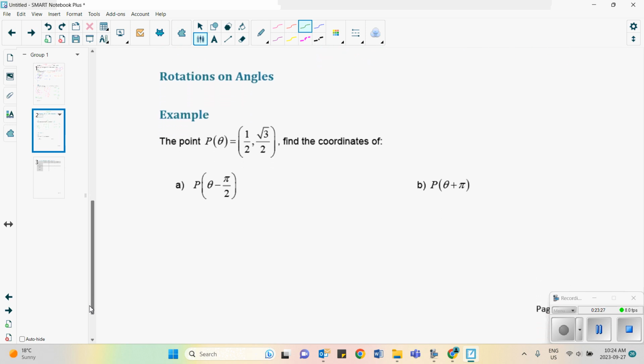Okay, rotations on angles. Do you guys have your unit circle? It's in your notes. Get it out. Why isn't it in your notes?